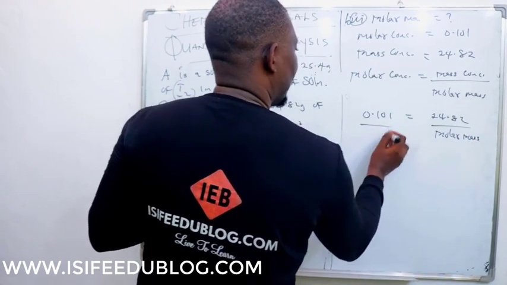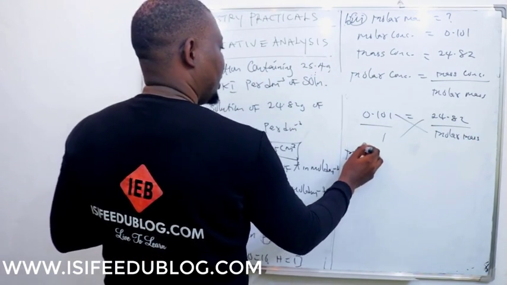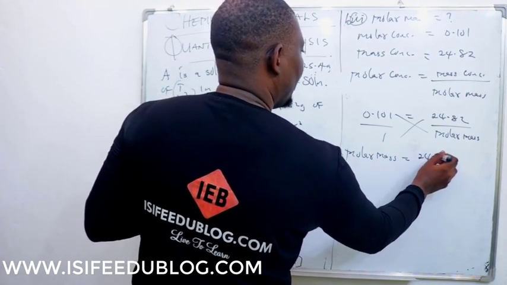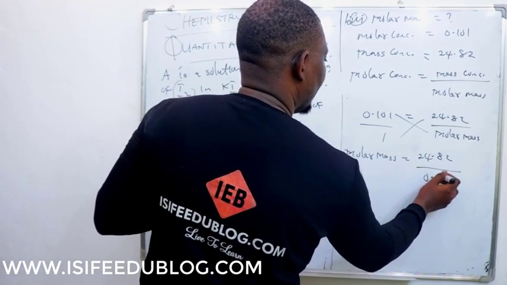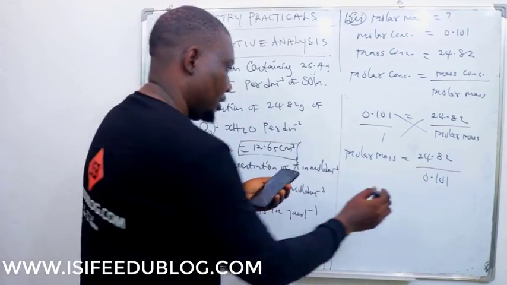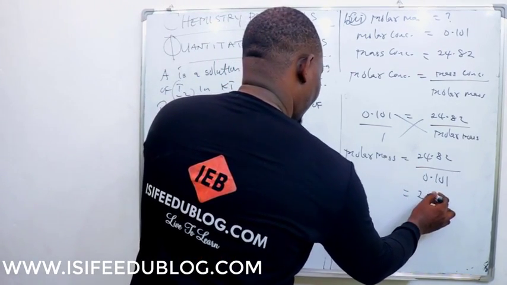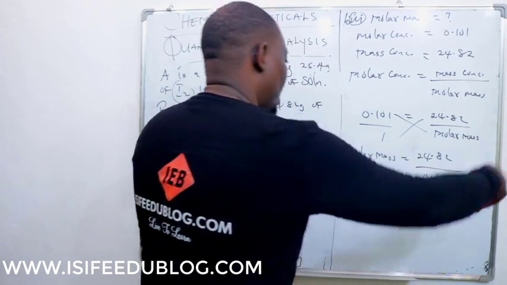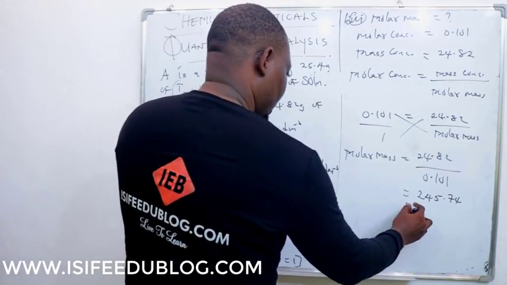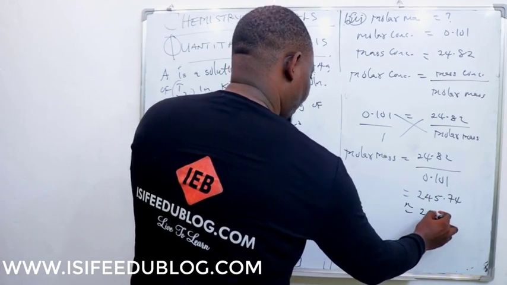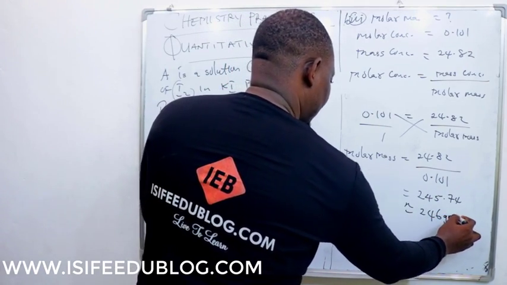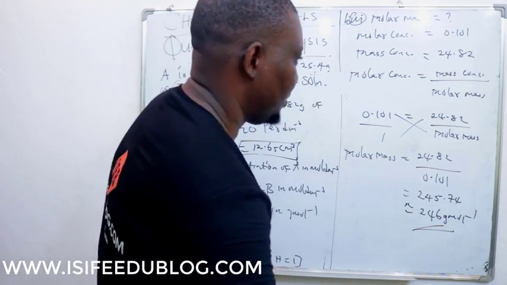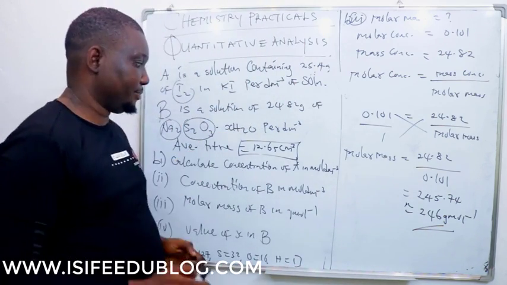So let's find the molar mass now. Molar mass is equal to 24.82 over 0.101. That gives 245.74, but I can correct it to the nearest whole number. We have 246. The unit is gram per what? Mole. That's the molar mass of the base obtained.